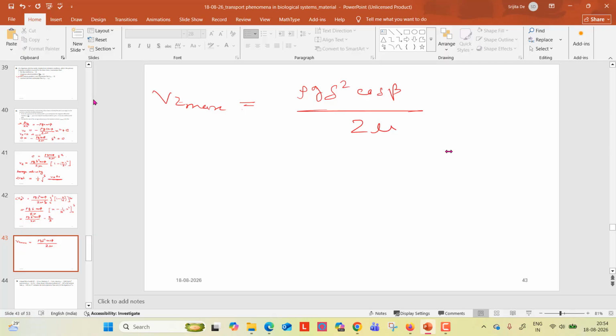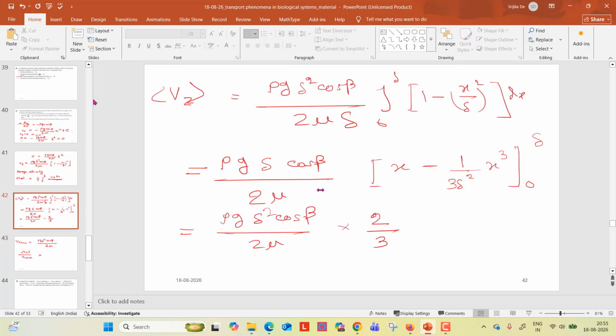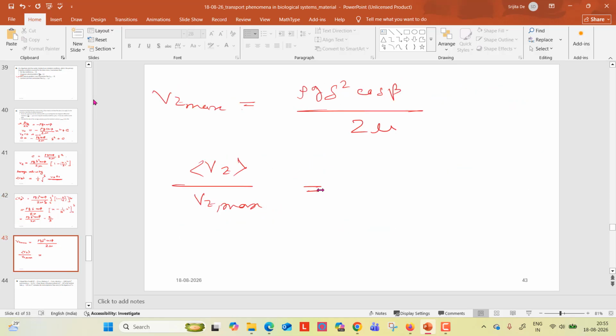So the ratio is asked for velocity average. So it is Vz average velocity by Vz max. So, if you see, the first term, constant terms, is the same. So it is only 2 by 3. This is your answer. Okay. Next question.